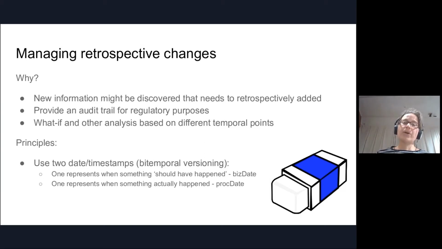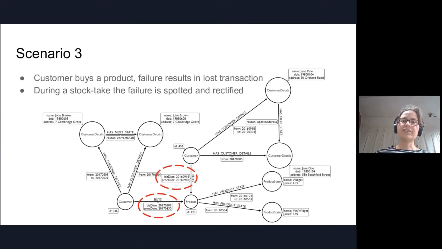So whereas before we used one timestamp or timestamp range when we were doing time-based versioning, for bitemporal versioning, we're going to use two timestamp or timestamp ranges. And one of them is going to represent what should have happened. So we may call it the business date, we may call it whatever is appropriate to describe in that domain. And we're going to have another timestamp that represents when something actually happened or when something actually got corrected, and so forth. So let's have a look at another scenario.